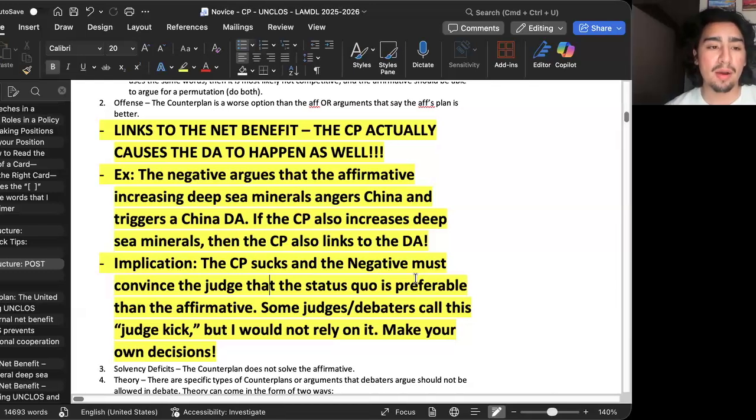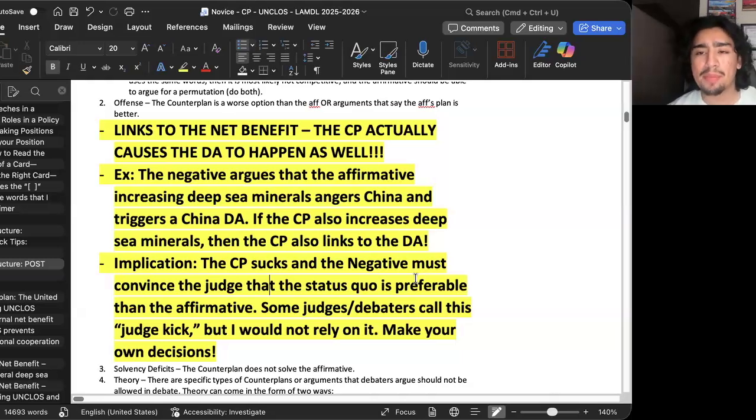All right, everybody. I forgot one thing to mention that is pretty important, so that's my bad, about how to answer counterplans, and this is part of making offensive arguments against the counterplan, and that is links to the net benefit argument. So on top of saying that the counterplan is a worse option than the aff, or arguments that say the aff's plan is better, you also have a pretty important argument called links to the net benefit that you should always be making against counterplans when you're affirmative, which basically means the counterplan actually causes the disads to happen as well.